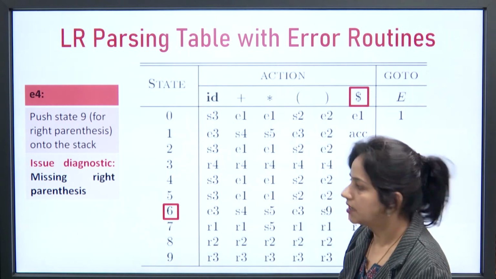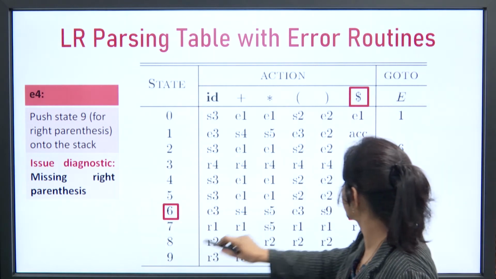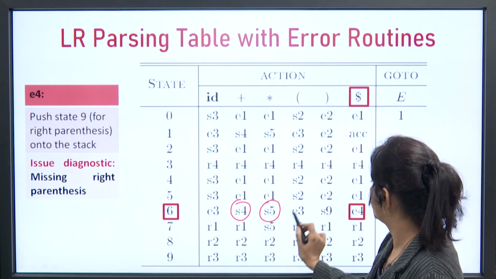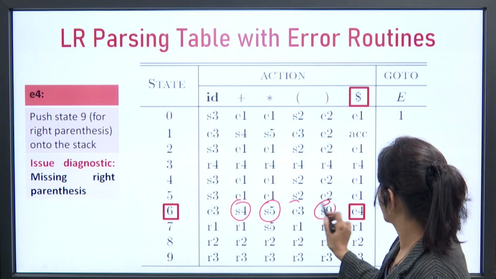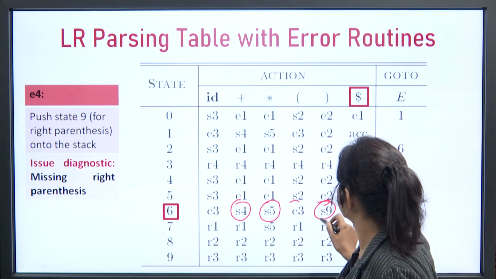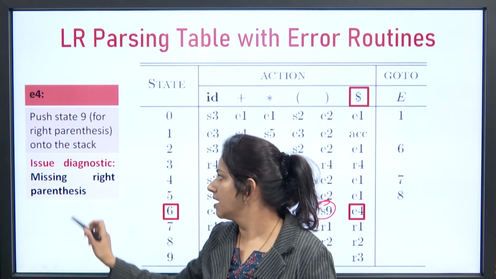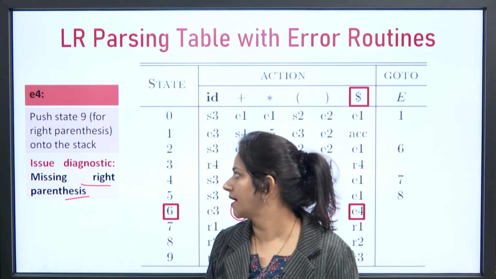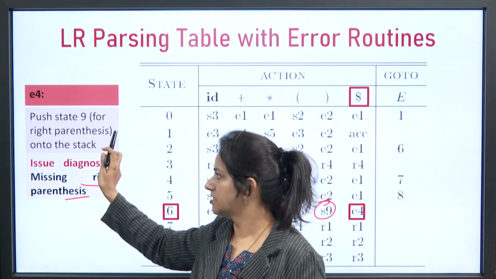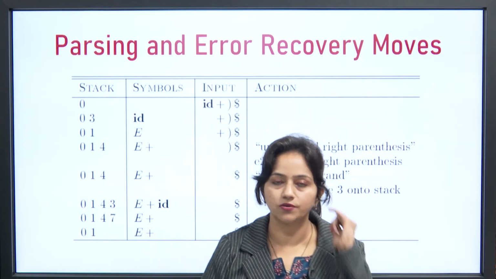Next is E4, which is with respect to state 6. Here the acceptable inputs could be plus, multiplication or the closing parenthesis, but instead, if we get the end of the string, then it will print the error missing right parenthesis, and we will push state 9 onto the stack. This is with respect to the right parenthesis being pushed onto the stack.